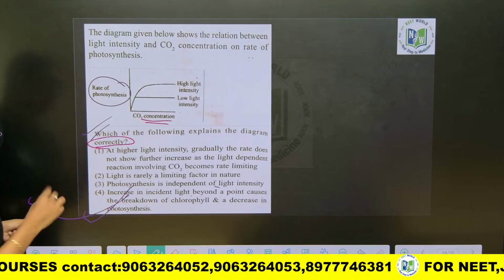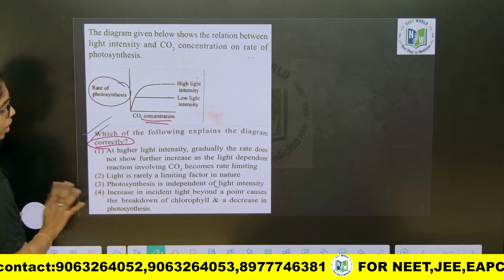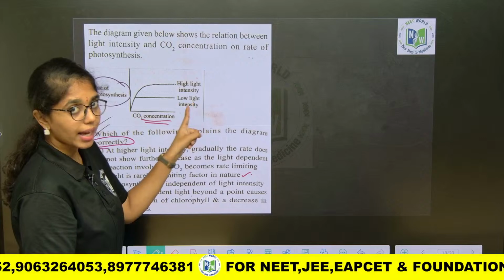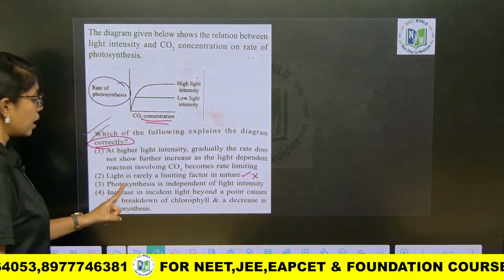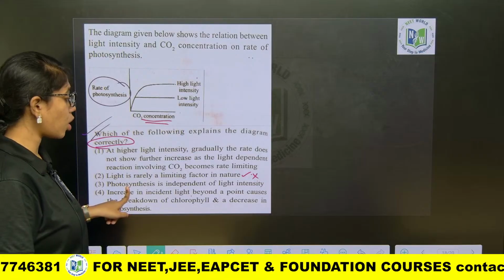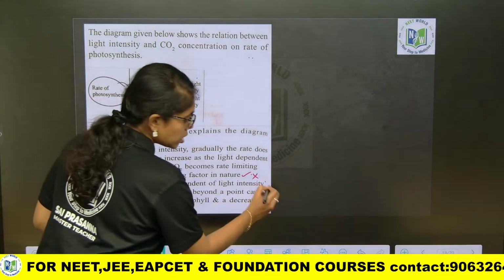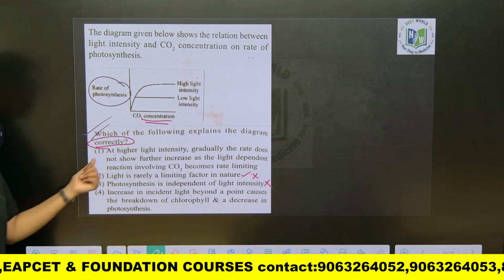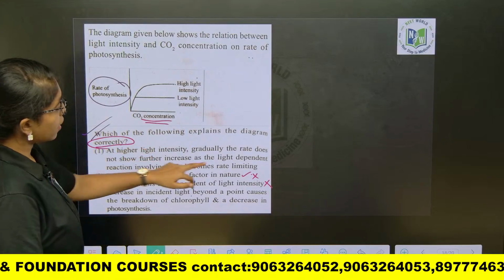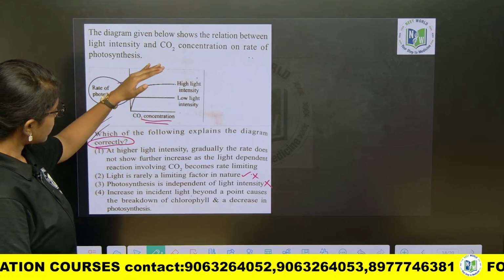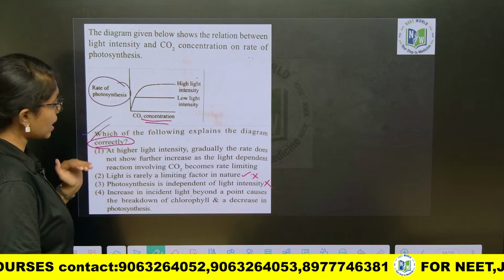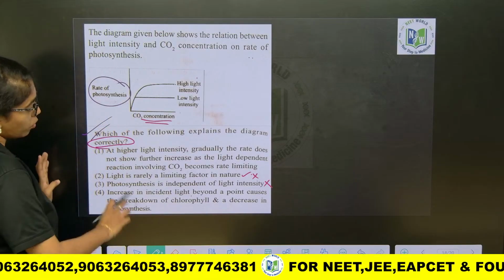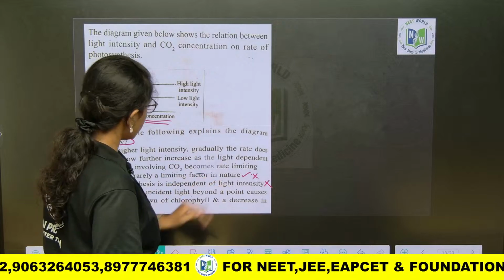So what will be the right answer? Light is rarely a limiting factor, this is true only, but this is not explaining the diagram, so we can't choose this. Photosynthesis is independent of light intensity, that is a wrong statement, so we can't choose this. Option 1, look into it carefully. At higher light intensity, gradually the rate of photosynthesis does not show further increase as the light dependent reaction involving carbon dioxide becomes rate limiting.